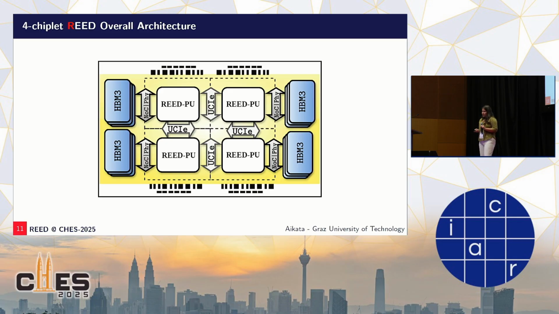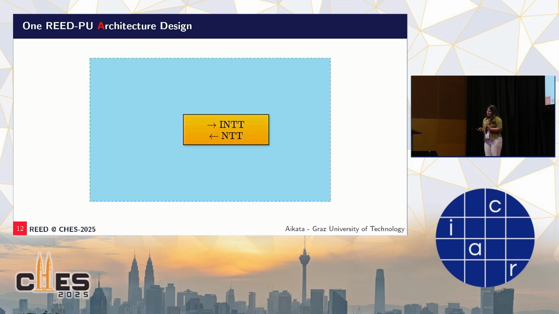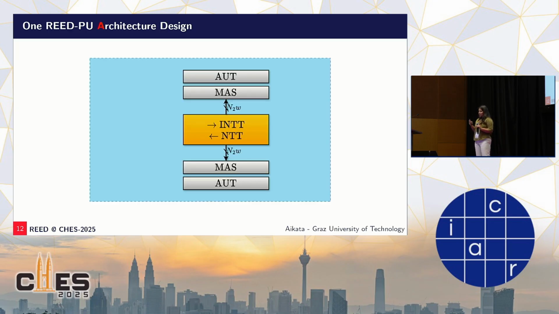We have 4 READ processing units connected via UCIe in a ring-like manner. And each of these chiplets is fed by the HBM3 high-bandwidth memories. Each READ PU features an NTT or inverse NTT unit at its core. This then feeds 2 sets of automorphism and MAC units. This is because the inverse NTT is done on one of the ciphertext components, but then it needs to be multiplied with 2 of the key components.